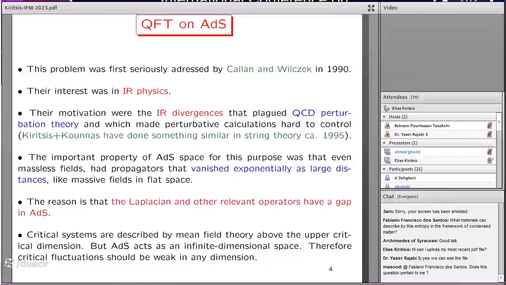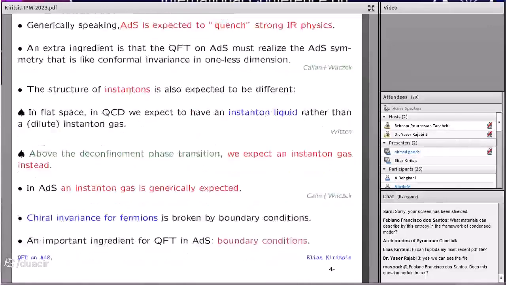There is also a related issue that appears in general in critical systems or massless systems. Critical systems are known to be described by mean field theory only if you are above the upper critical dimension, and therefore you can do easily perturbative calculations. However, if you put them on AdS, AdS acts in a sense as an infinite dimensional space, and therefore for critical systems, the critical fluctuations are always weak in any dimension. So generically speaking, AdS is expected to quench strong infrared physics if there is one.